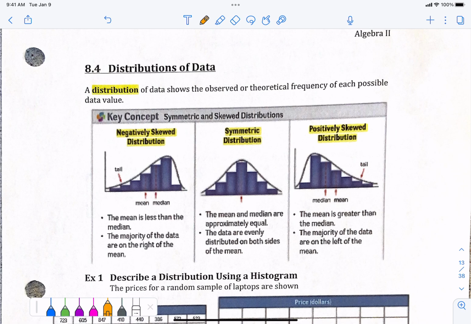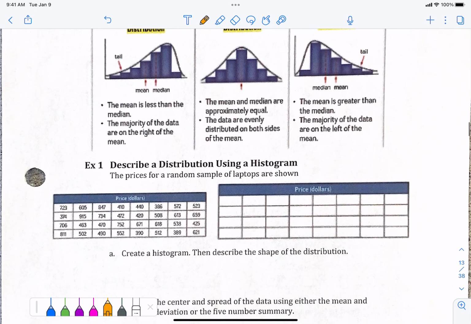8-4 is what we're doing today and tomorrow. So today we're doing histograms.